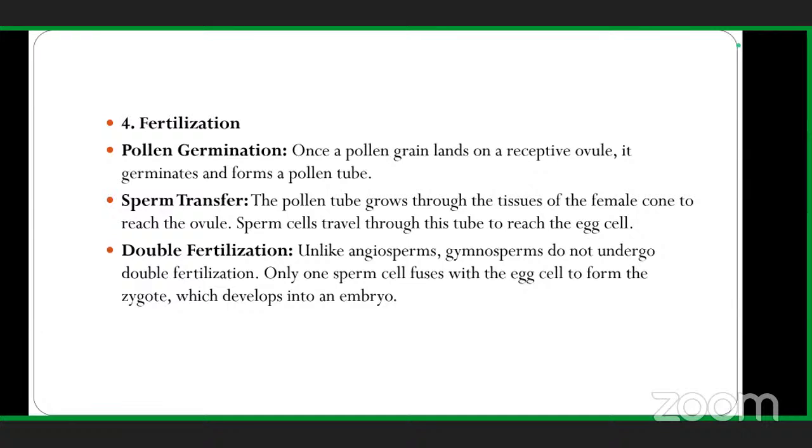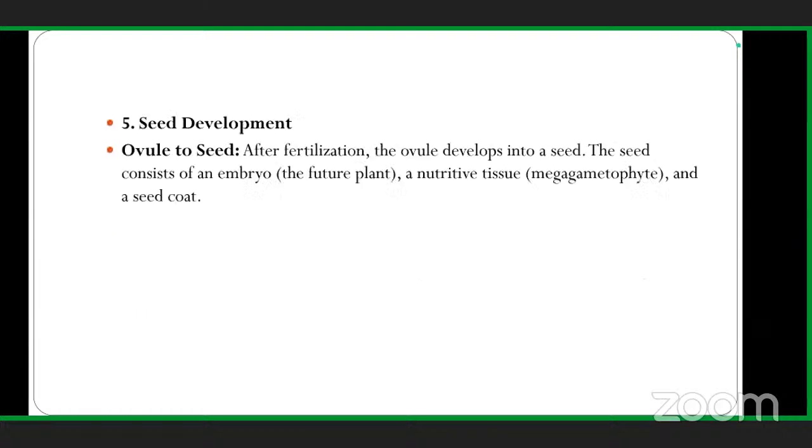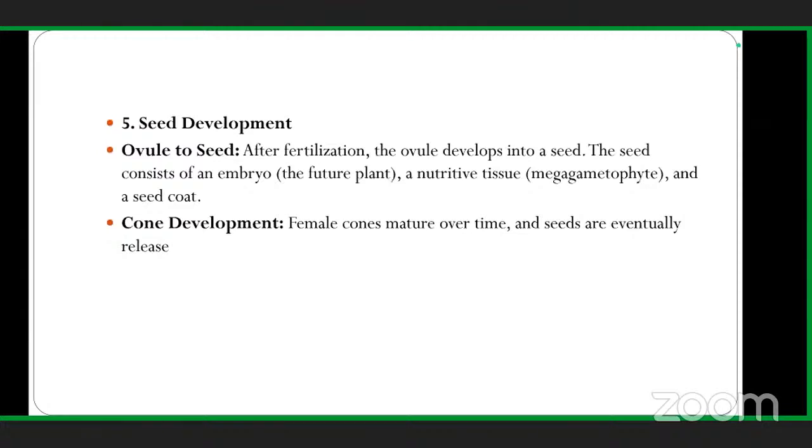And once the pollen germinates, it will form a pollen tube. And through that pollen tube, the pollen will reach the egg cell. And after that, it will fertilize. In gymnosperms, you won't find double fertilization. But in angiosperms, which we'll learn today, you will see that there is double fertilization, meaning production of embryo and endosperm. Next is seed development, ovule to seed.